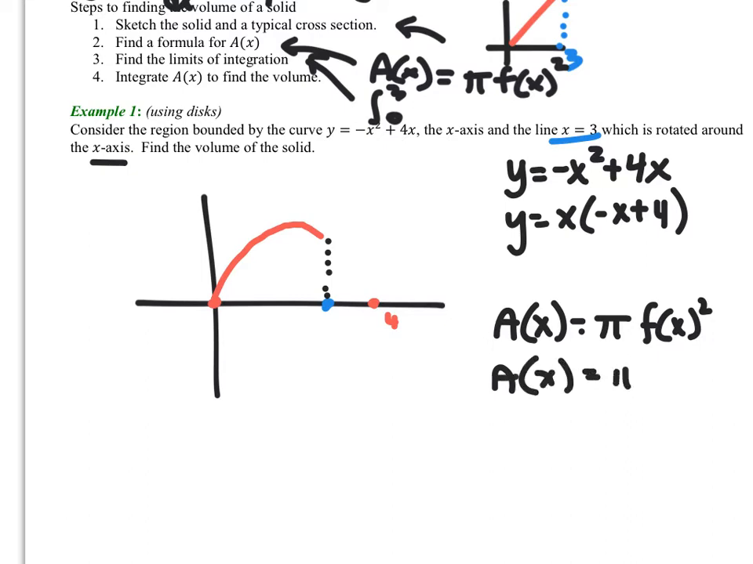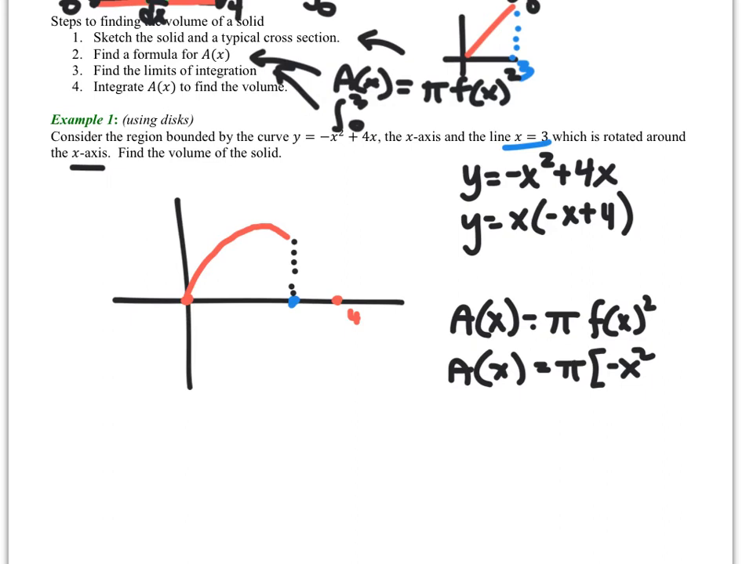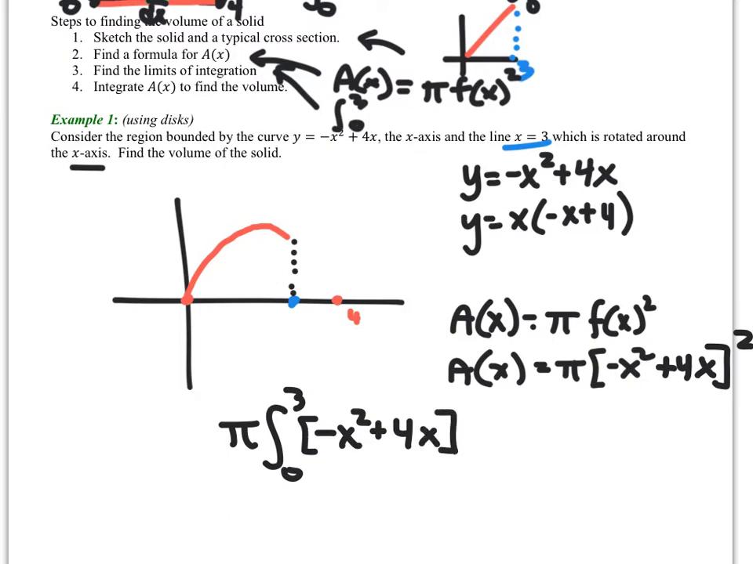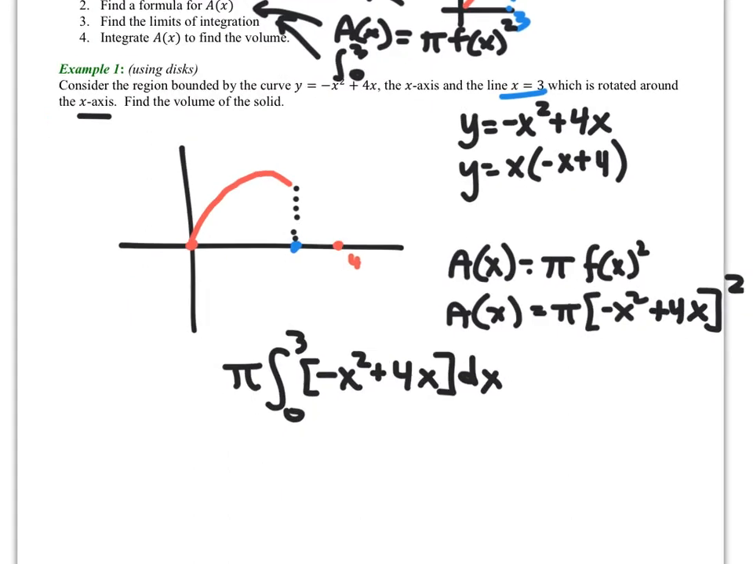So that'd be pi times the function negative x squared plus 4x, quantity squared. Find the limits of integration. We're going to go from 0 to 3. And I'm going to pull that pi out as a constant, leave the function in, and it'd be as easy as integrating that.